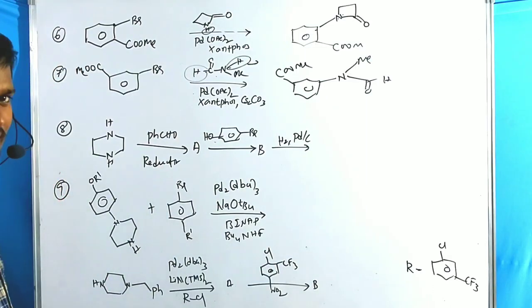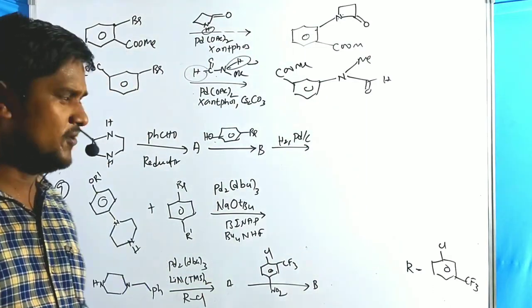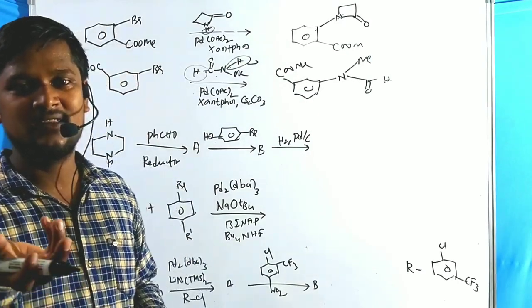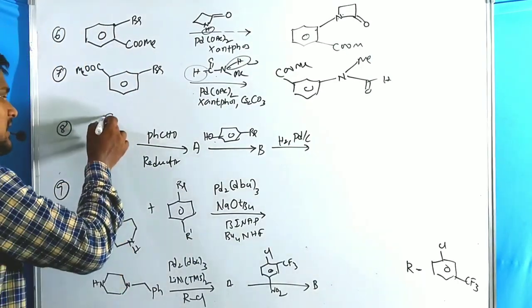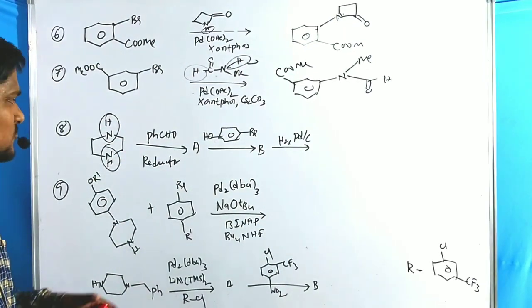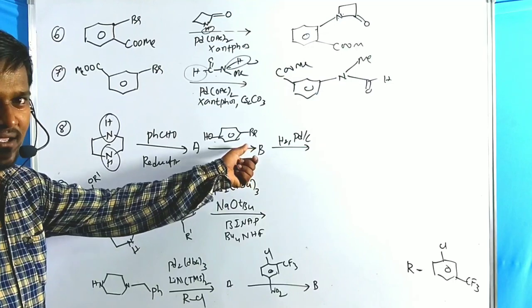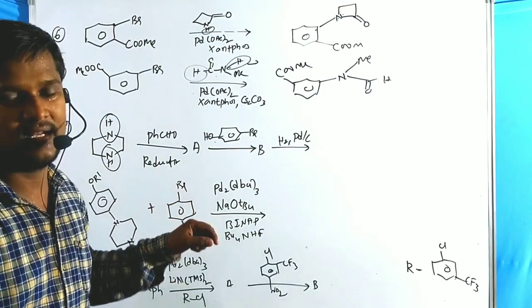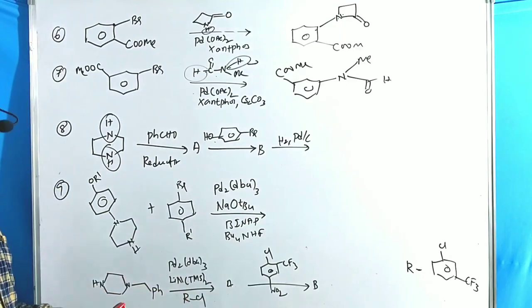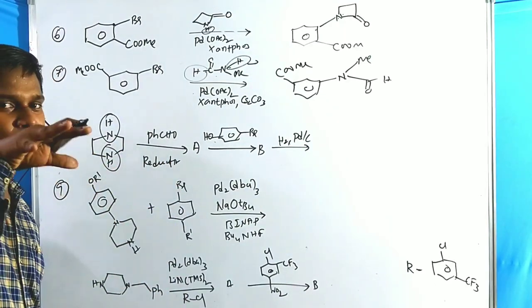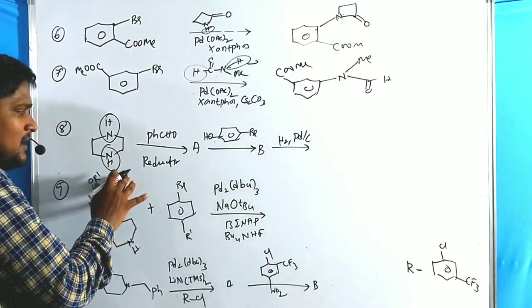Now let us discuss the eighth one. It is a pretty easy compound. Now here it is the pyrazine. Pyrazine has two types of NH groups, that is, two cyclic NH groups. These two are more reactive. Whenever we use the direct reaction of the compound, attack takes place on both sides. That means both-sided electrophilic addition products are obtained. That's why we protect one of the NH groups over the other.